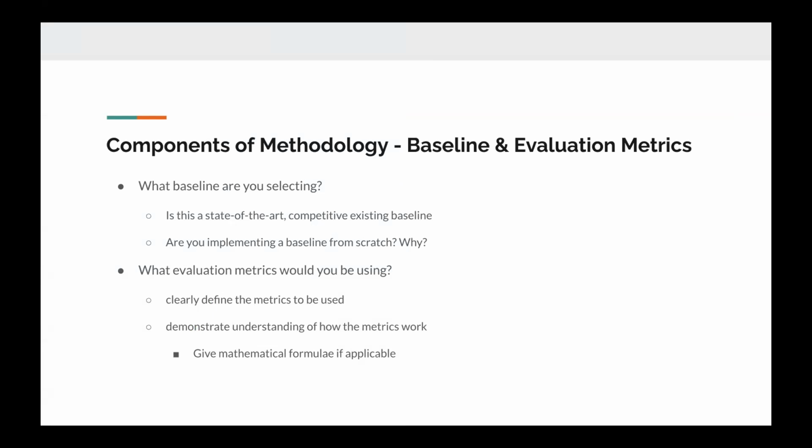Make sure that you're defining your model, you're describing your data sets, you're talking about your baseline and also your evaluation metrics. I would stop at this point and hand over to David, who will be taking us through the rest of the recitation. There are no questions.